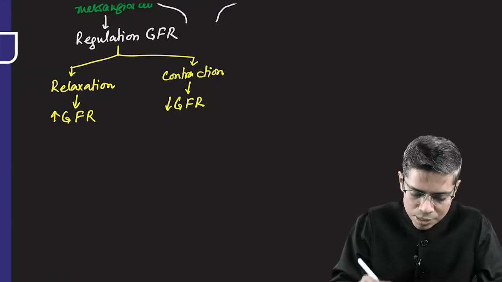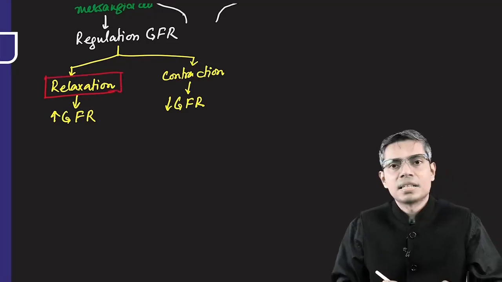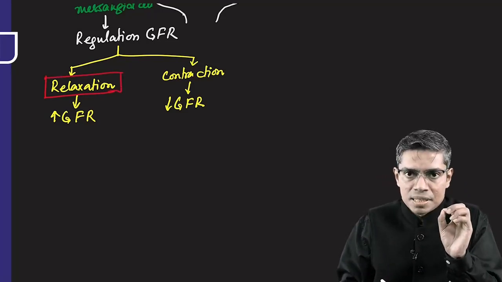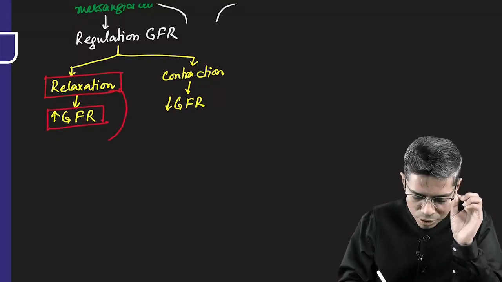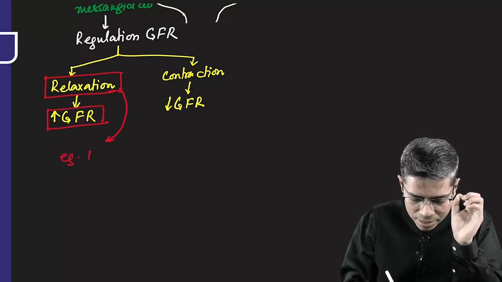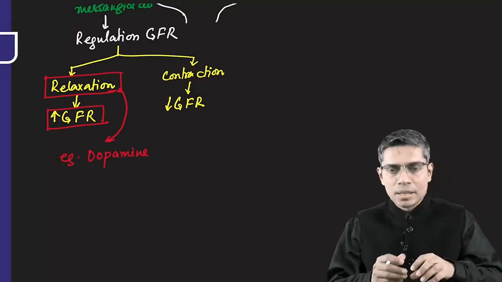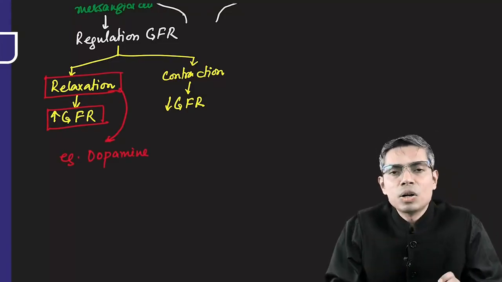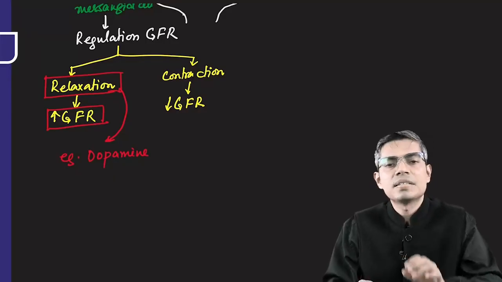Now there is an MCQ: what are the factors that cause relaxation of these intraglomerular mesangial cells, by which it increases the GFR? You have to remember factors like dopamine, very, very important. Dopamine, by causing relaxation of these intraglomerular mesangial cells, increases renal perfusion and increases GFR.